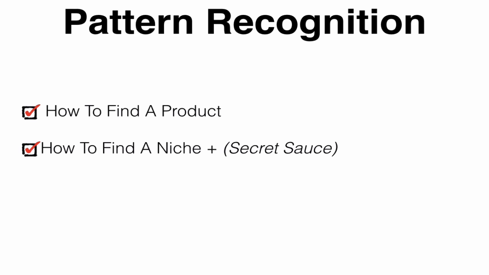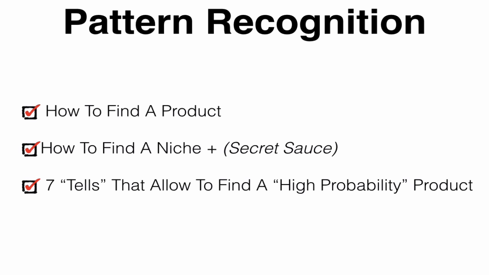get some information or utilize some information in really creating or finding a product in a niche that has a high probability of success. Something that most videos, most courses out there do not cover at all. It's almost like the other half of the coin that usually doesn't get covered, and it's a very important part as well. And 7 tells that allow you to find a high probability product.